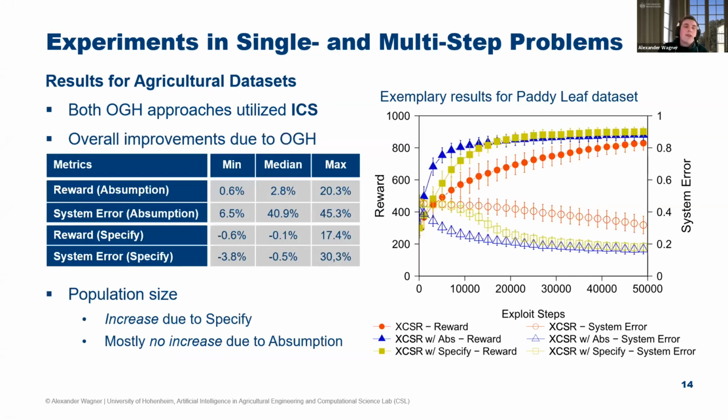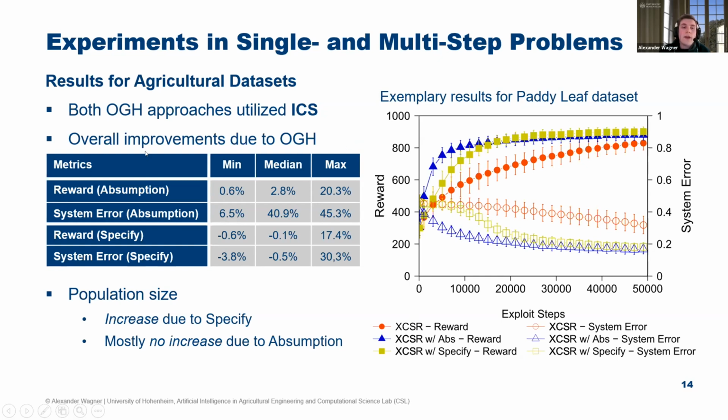In the agricultural datasets, both OGH approaches use the ICS specialization strategy. And here we have exemplary results for one dataset, the paddy leaf dataset. And here also the absumption-based OGH led to the fastest learning and also led to the highest results, outperforming the other configurations. And once again, Specify also led to improved results, but Specify only led to improved results in this special dataset.